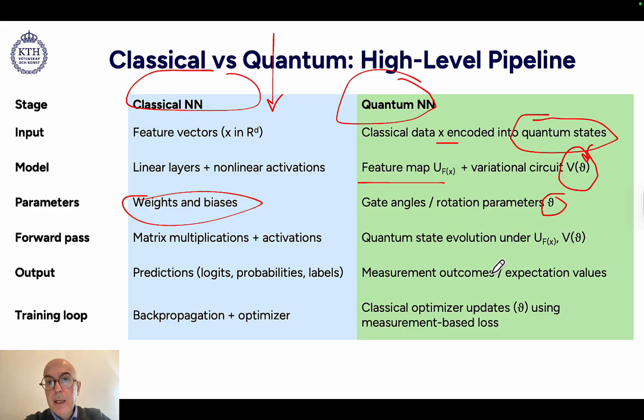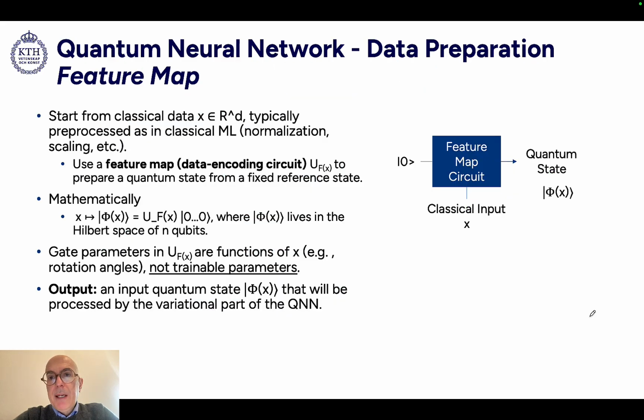Finally, we are going to have the output. In quantum neural networks, we have measurement outcomes and expectation values. So we get one scalar out, so we can calculate the loss function. And the training loop is nothing else than a hybrid loop where we have execution of quantum circuits and an optimizer that is classical. The very first step for any neural network, including quantum neural networks, is data preparation.